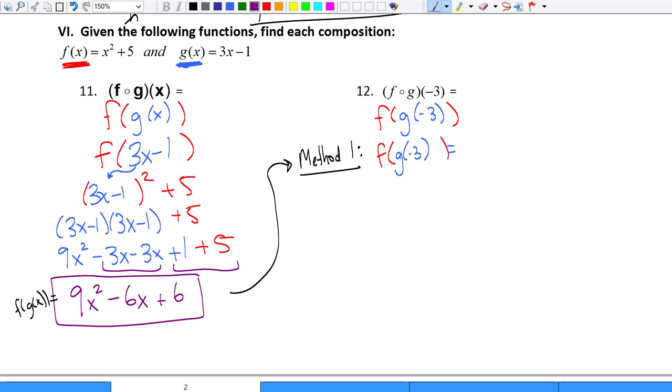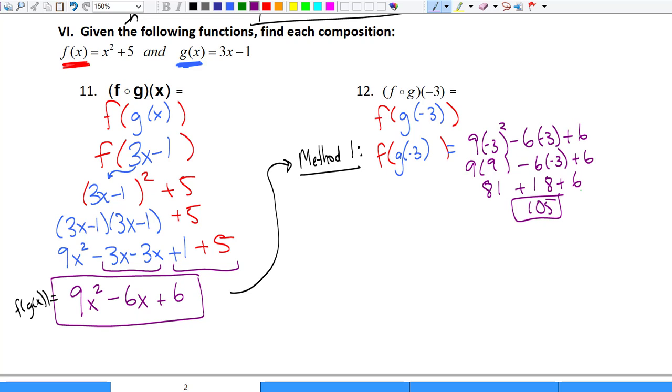that will get me, let's see, 9 times negative 3 squared minus 6 times negative 3 plus 6. Exponents first, then multiply left to right: 81 plus 18 plus 6, which is 99, and 99 plus 6 is 105. So f of g of negative 3 is 105. If you can get number 11 correct, this is the easiest way to do it. Just plug number 12, the negative 3, into the answer to number 11, and then there's your answer. I think that's very simple.